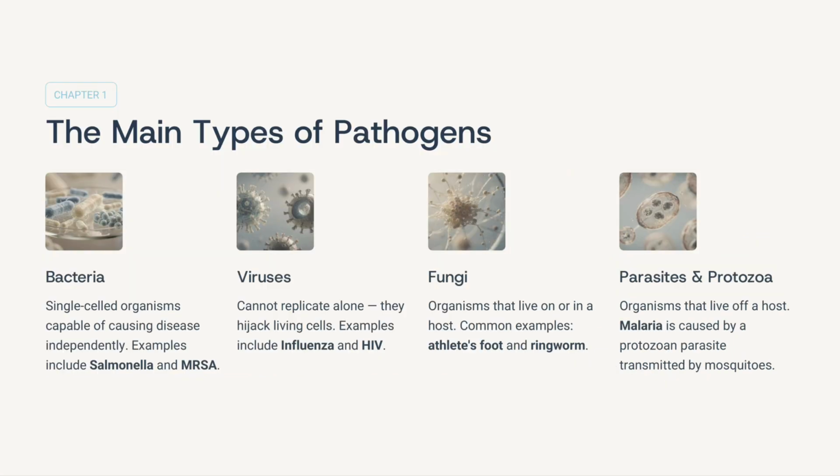Pathogens come in several main types: bacteria, tiny single-celled organisms; viruses, which hijack living cells to reproduce; fungi, which grow on or in hosts; and parasites or protozoa, organisms that live off other creatures. The images here highlight typical examples and remind us that each group spreads and responds to treatment differently.